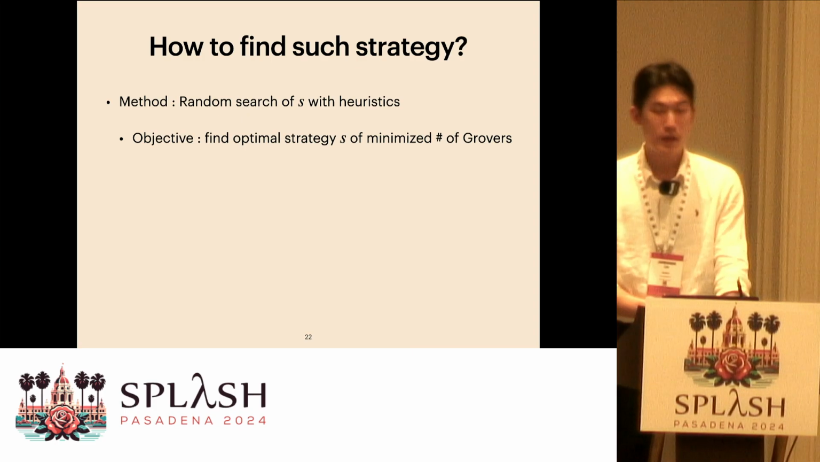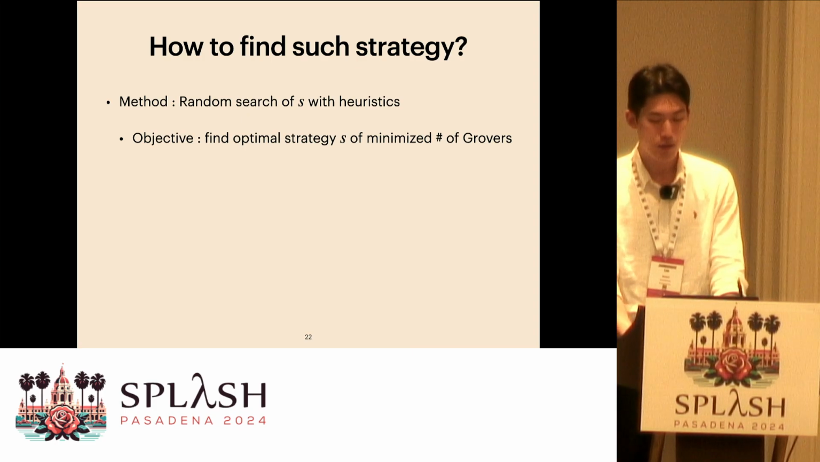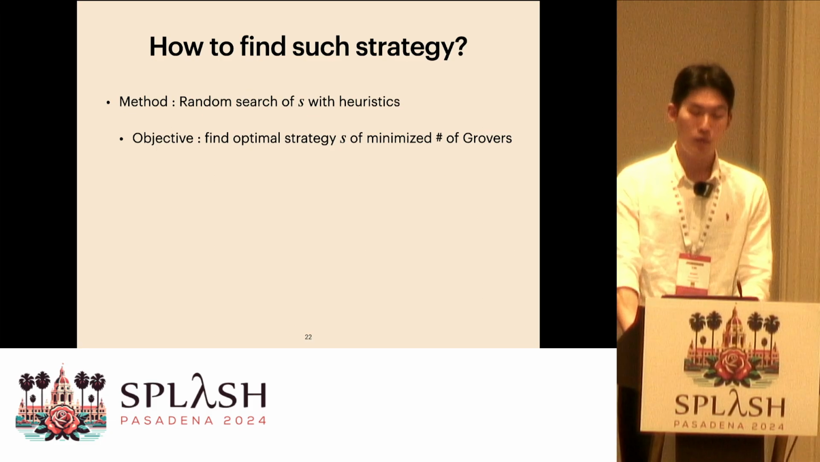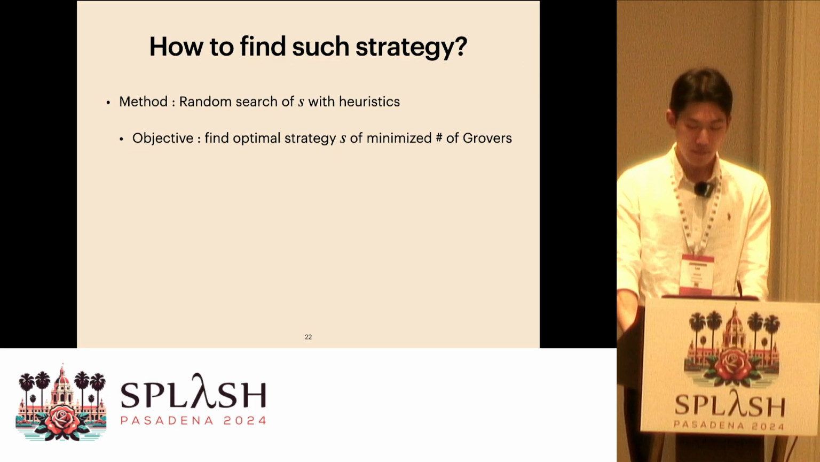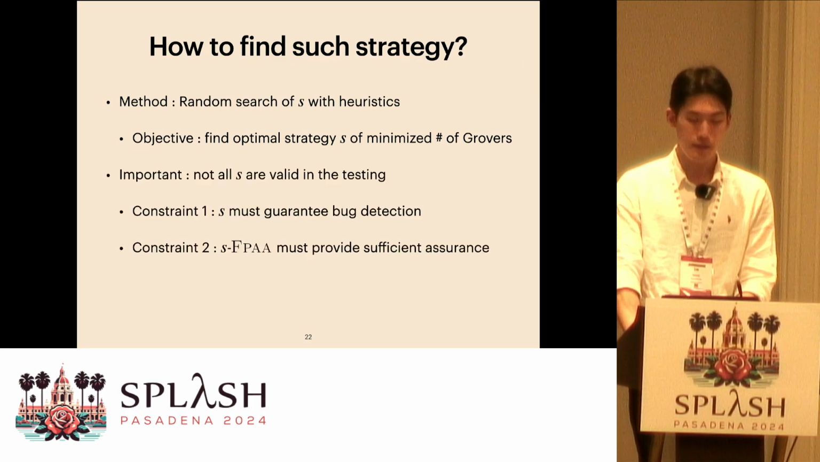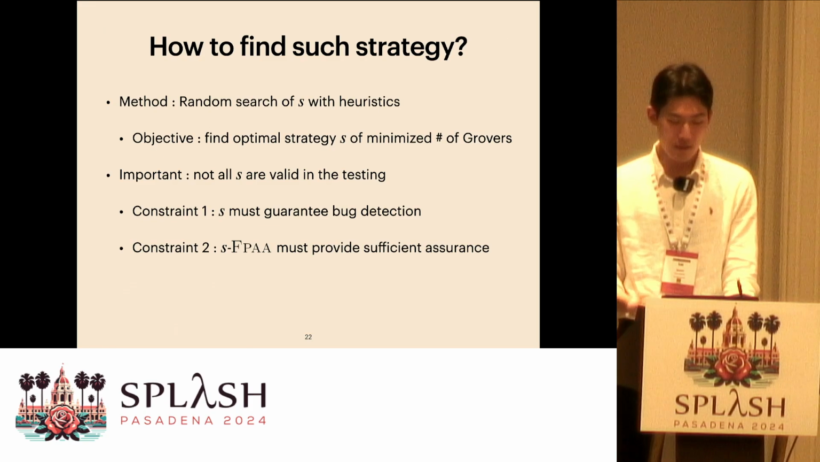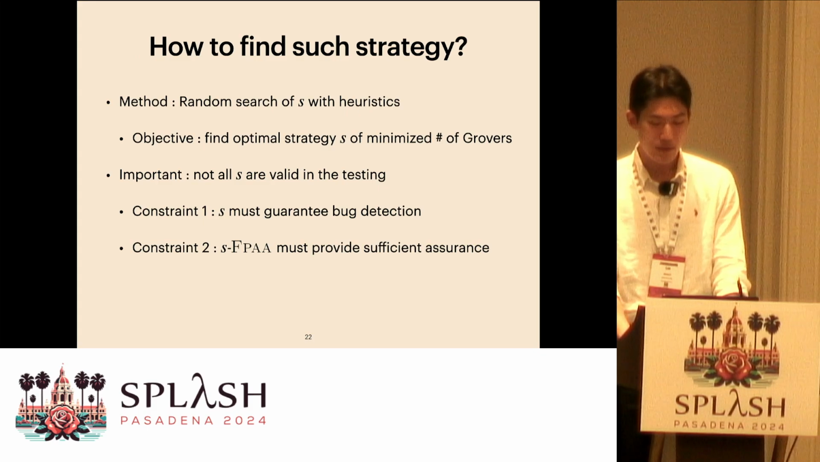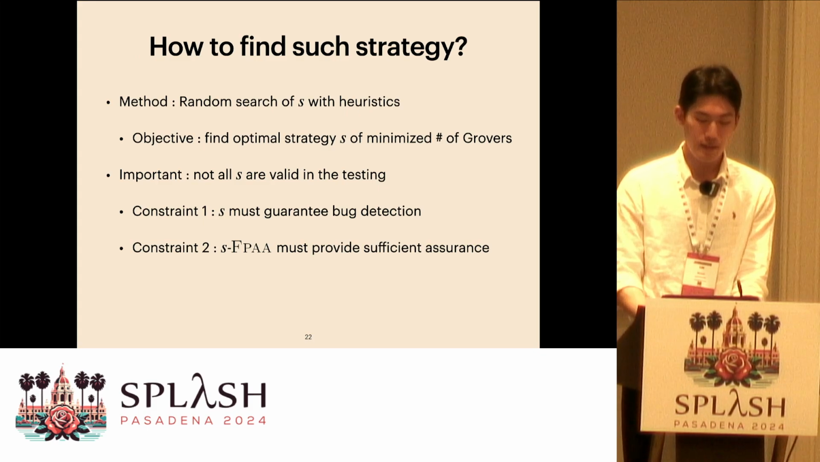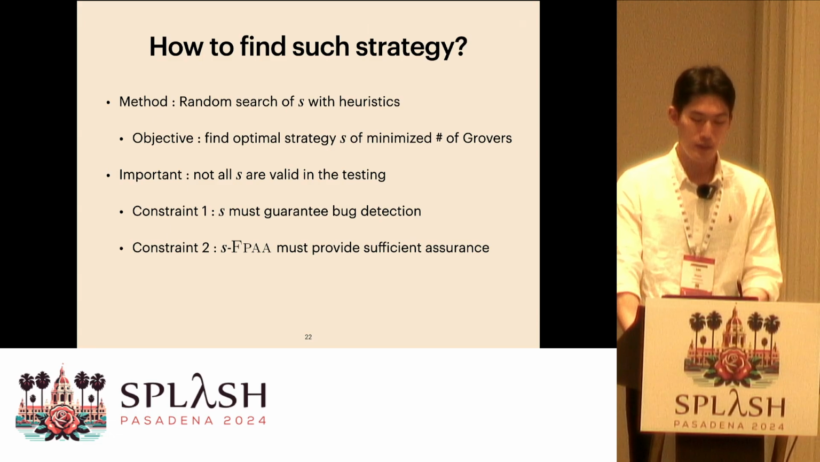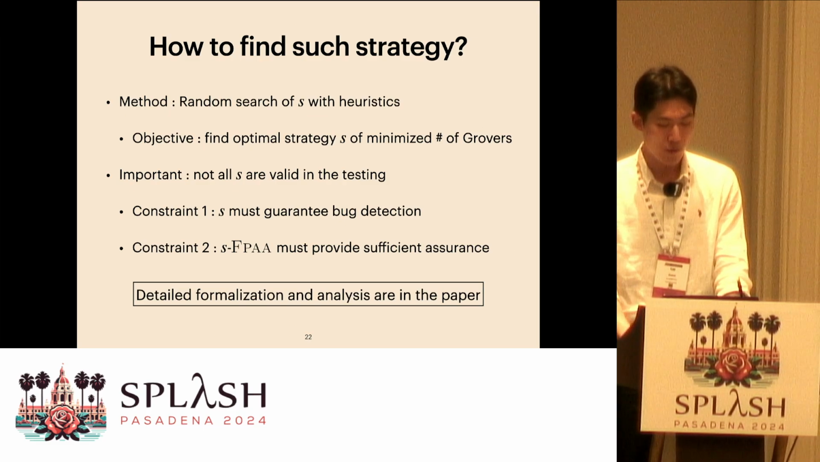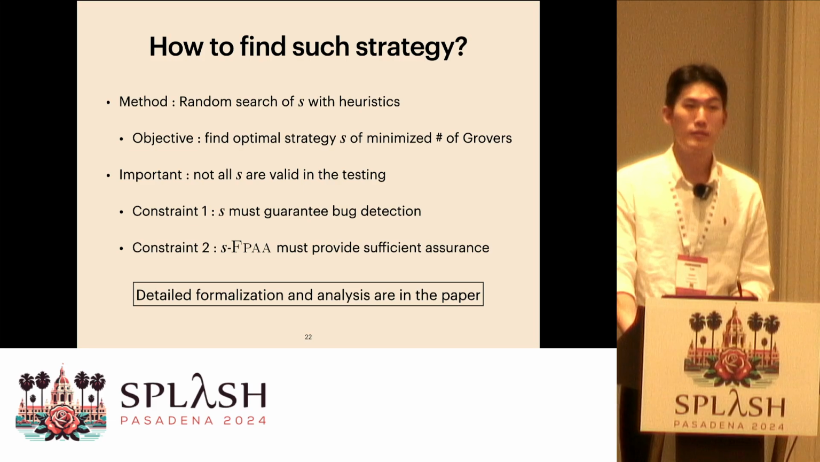Now I'm going to talk about how to find such strategies in terms of the number of Grover operations. Our approach is based on random search with heuristics, but there are 2 additional constraints. While randomly generating the strategy S, not all S are valid for testing the quantum program. First, it must guarantee the bug detection, and second, it must provide sufficient assurance. And there are a few more conditions, so for more detailed formalization and analysis, please refer to our paper.